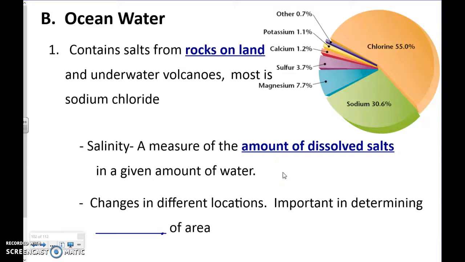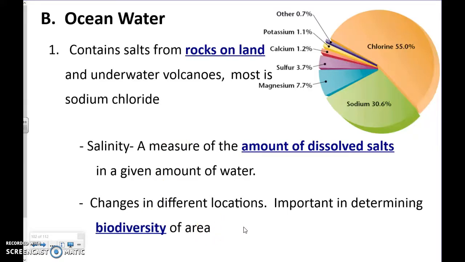Now, salt doesn't just come from rocks. It can also come from volcanoes, from organisms themselves. But most of the salt is sodium chloride, that's our basic table salt. So in your ocean water, besides H2O, you have a lot of chlorine and sodium. Chlorine forms salt with some other elements like potassium and calcium, so you'll see a lot of chlorine in there. Now, the salinity of the ocean water does change depending on the location of the area.